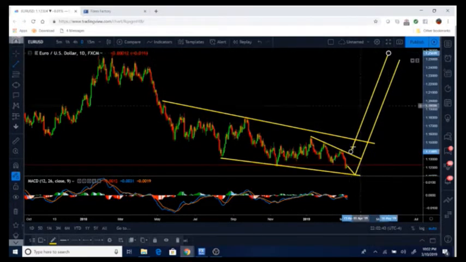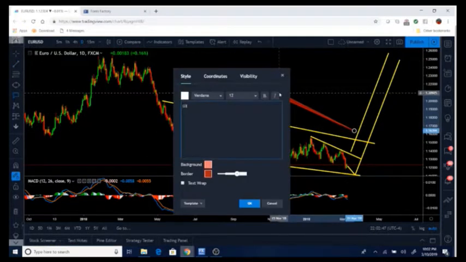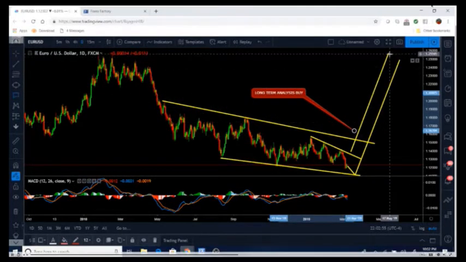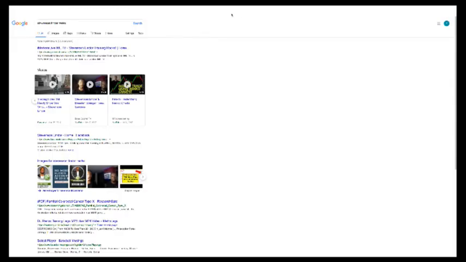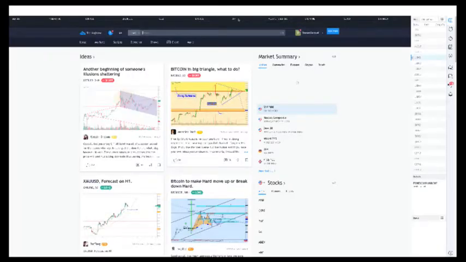I'm still looking for that long term. Long term, that's my analysis. That's my long-term analysis: buy. Long term, I'm looking for a big buy on Euro USD. So you want to start looking for buy positions. Anytime I can get a buy from the low, I'm going to try.